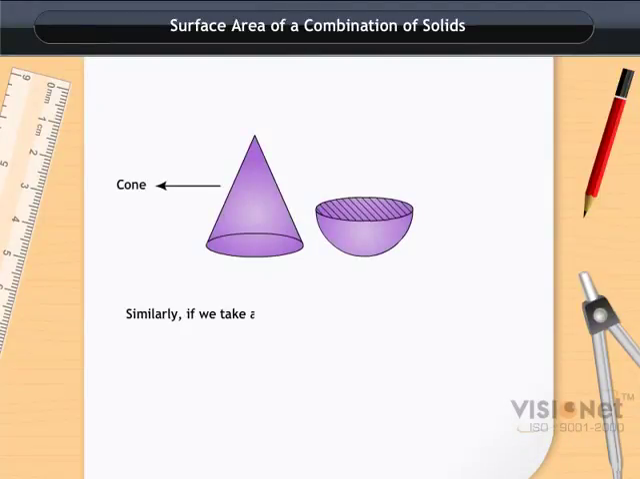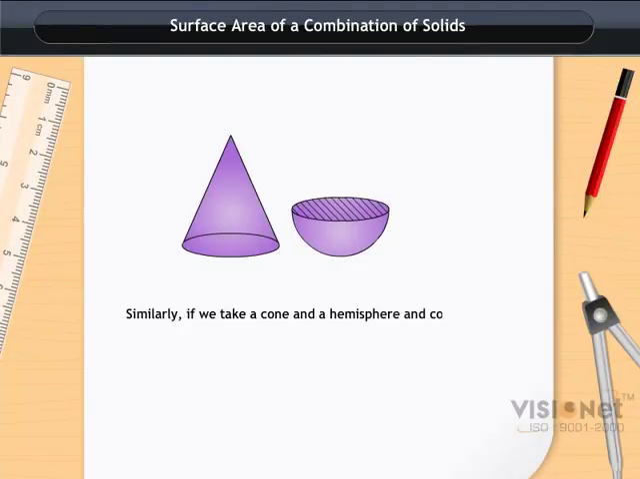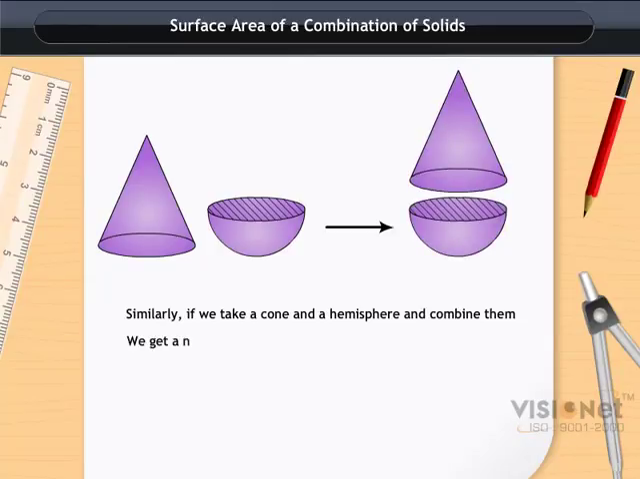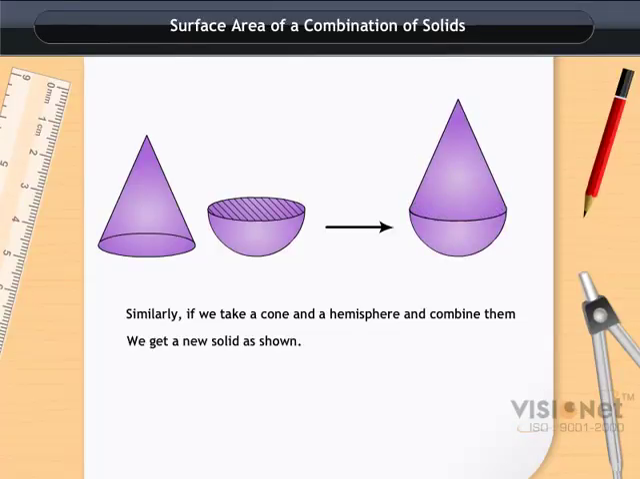Similarly, if we take a cone and a hemisphere and combine them, we get a new solid as shown. And if we want to find how much paint we would require to color the surface of this toy, then we would need to know the surface area of the toy, which consists of the CSA of the hemisphere and the CSA of the cone. The total surface area of the toy is equal to CSA of the hemisphere plus CSA of the cone.